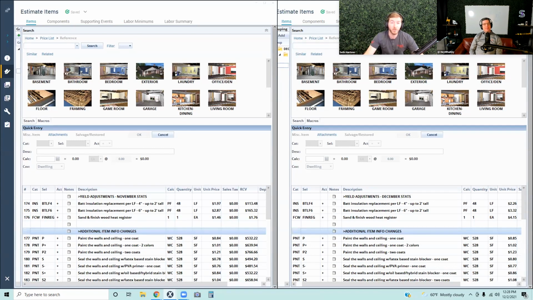So note that these are not yield changes. First off, this is the additional item information. And what we have seen historically is that when Xact is changing the additional item information, it means there was not clarity in a line item. Contractors and adjusters were having disagreements over the intention of a line item, what is or is not included.